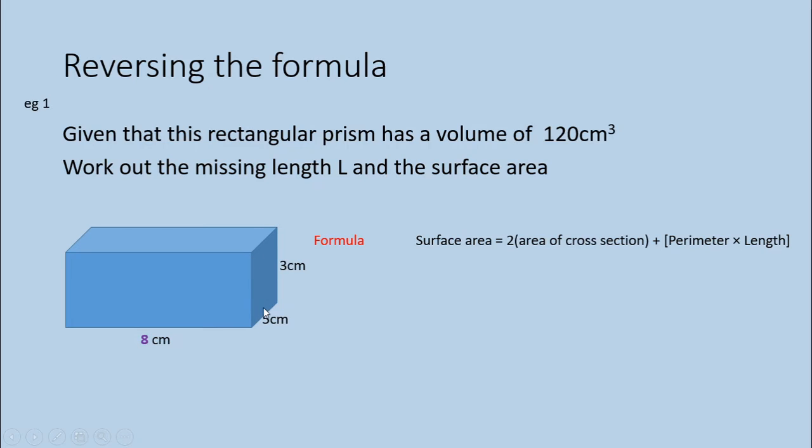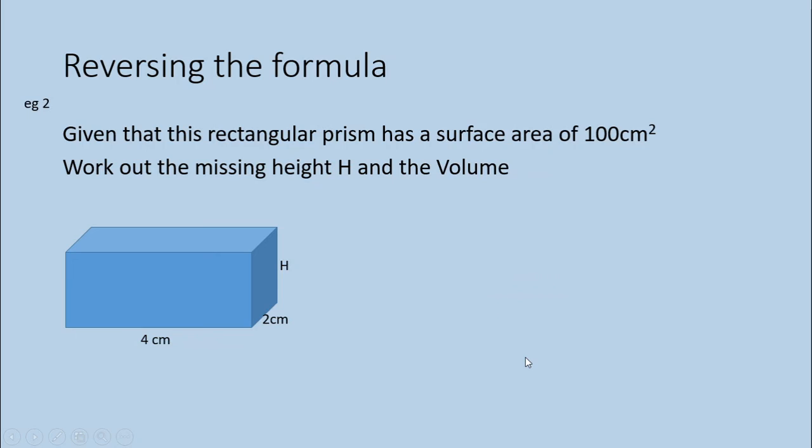So 2 times this area is 2 times 3 times 5, plus the perimeter of this cross-section multiplied by the length. So the perimeter of this cross-section, 3 plus 5 plus 3 plus 5, multiplied by the length, which I worked out was 8. Okay, so we've got 2 times 3 times 5 plus my perimeter times 8. Simplifying that, I've got 2 times 15 because of the 3 times 5. My perimeter, adding that up, works out to be 16 times the 8, which was the length. So 2 times 15 is 30, plus 16 times 8 is 128, and that works out to be 158 centimeters squared as my surface area. Remember, surface area is a 2-dimensional measure, area, square area, centimeters squared.